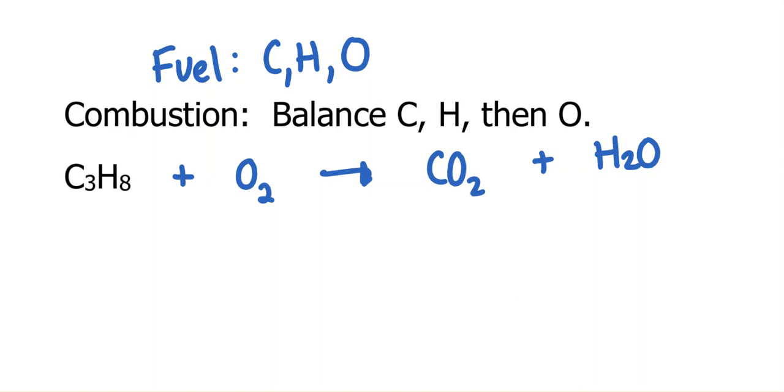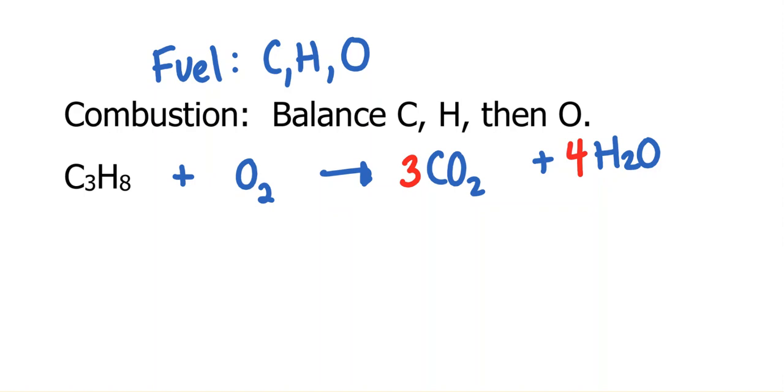And when you balance this, if you remember from our balancing rules, anything that is not in a compound, like oxygen here, you save for last. And so I'm going to just start with my carbon. I have 3 carbons here. So I'll put a 3 here to give me 3 carbons in my product. Then I'll go to hydrogen next. I have 8 hydrogen atoms here. Here I only have 2, so I'll put a 4 there.